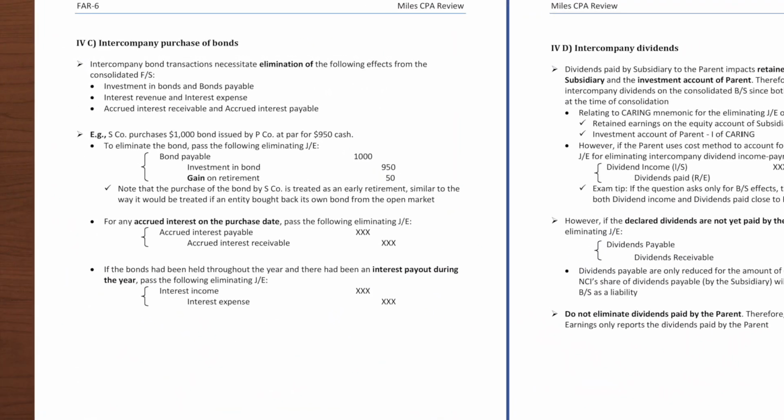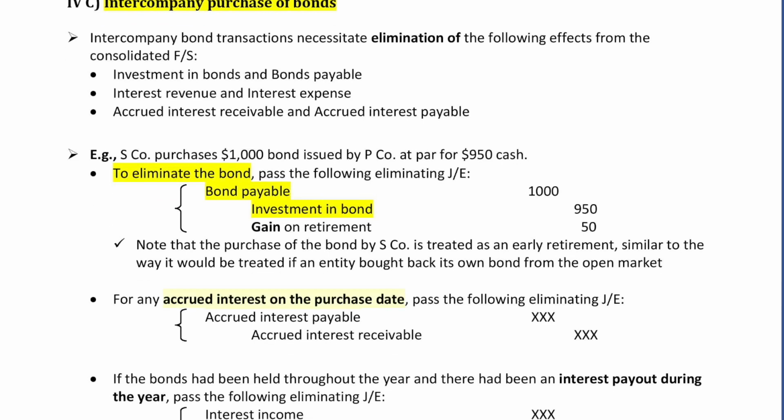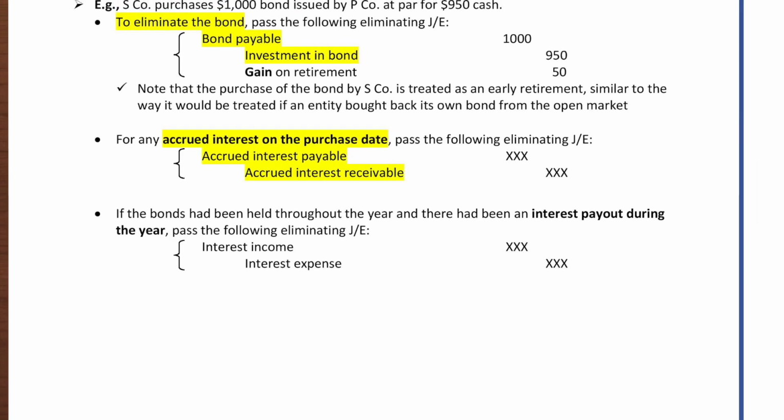Get to page 18. Highlight intercompany purchase of bonds. So this is the case where bonds are issued by one of the companies and purchased by the other. Now you cannot have a bond payable to yourself or an investment in your own bonds. So highlight, to eliminate the bond, we'll have bonds payable on the debit and investment in bond on the credit. Now if there is any accrued interest on the purchase date, we're going to have accrued interest payable debit and accrued interest receivable credit. Now it says, since the bond was purchased at the end of the year, no intercompany interest income has resulted, so there is no elimination.